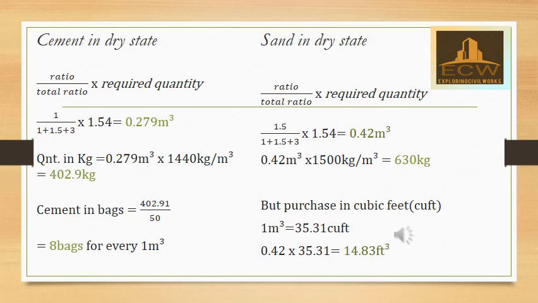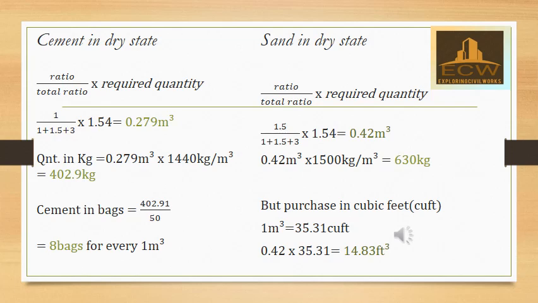Let's go for sand in dry state. With that too, we use the formula ratio over total ratio multiplied by our required quantity. Its ratio here is 1.5. That's the ratio of the sand in the mix ratio. So 1.5 over its total ratio multiplied by the 1.54. Punching this on the calculator, you are getting 0.42 cubic meters. If you want to know the quantity in kilograms, you just have to multiply it by the density of sand.